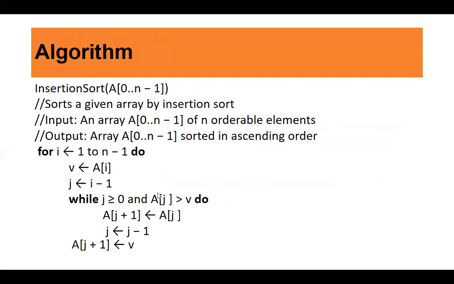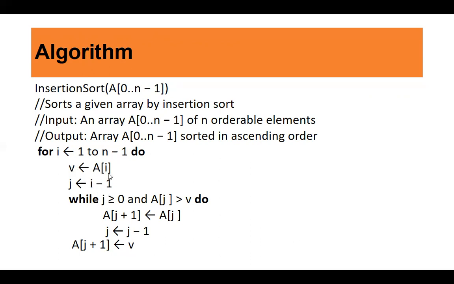So this is an algorithm. Of course, I will not speak about it in detail, all are familiar with this. But for i equal to 1 to n minus 1, where n is the size of our input, right? V is the container. So whichever item I want to place at a proper position, I will be storing it in V, right? And j will store the index of the item which is before A of i. So it is the i minus 1 index.